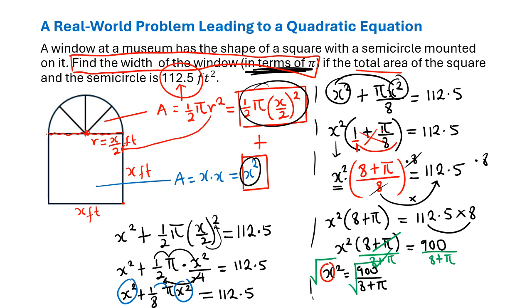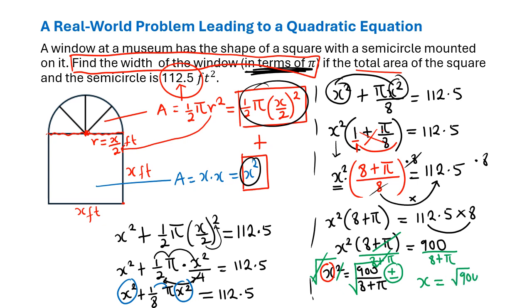But then, not forgetting plus or minus. Yes, but then we can ignore the minus part. We will always say plus or minus, but because we're dealing with a real world situation here, the minus part will be ignored. So x will be equal to, because I'm going to cross out the square and the square root on the left hand side, x will be equal to the square root of 900.